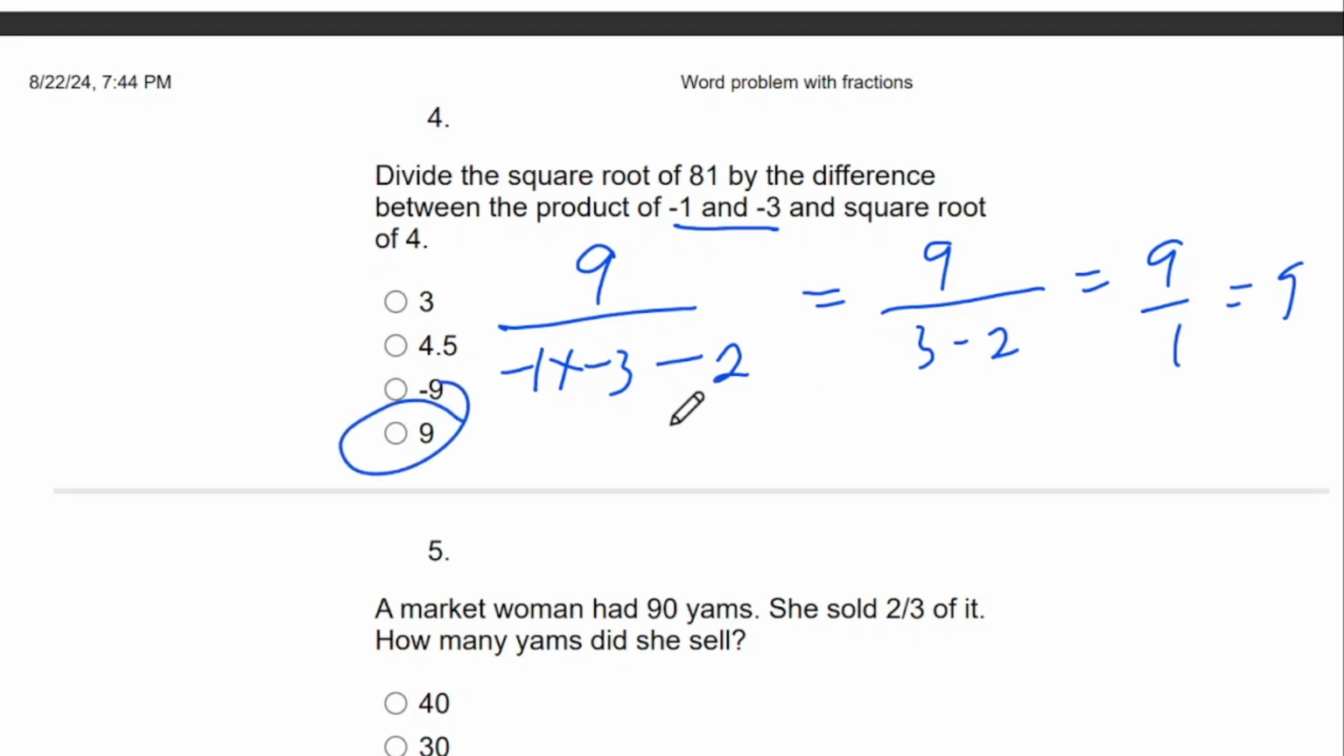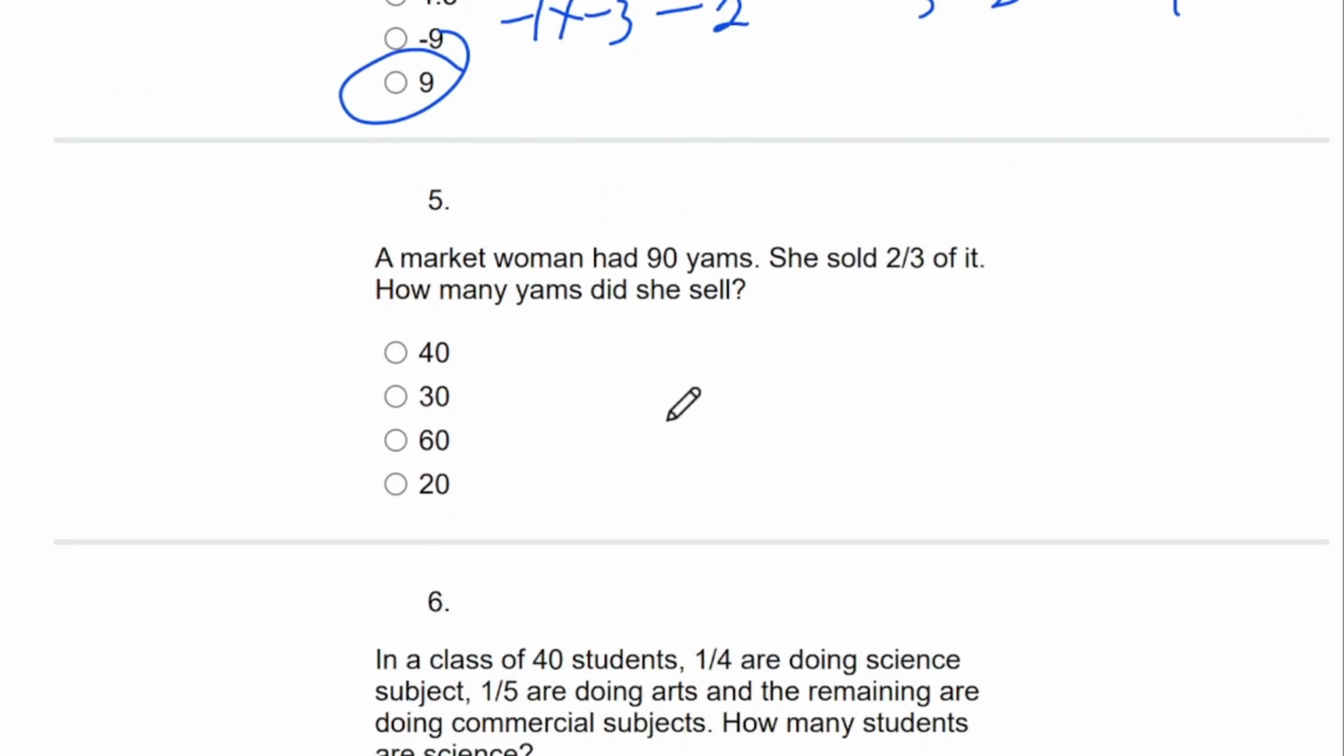All right. So question 5, a market woman had 90 yams. She sold 2/3 of it. How many yams did she sell? So 2/3 of 90 yams were sold. So that is going to be 2/3 times 90. 3 here, 1, 3 here, 30. That's going to be 60. So the woman sold 60 tubers of yams.